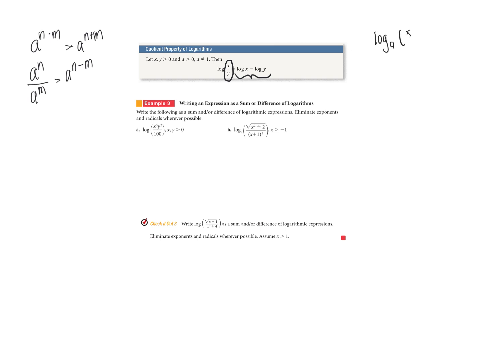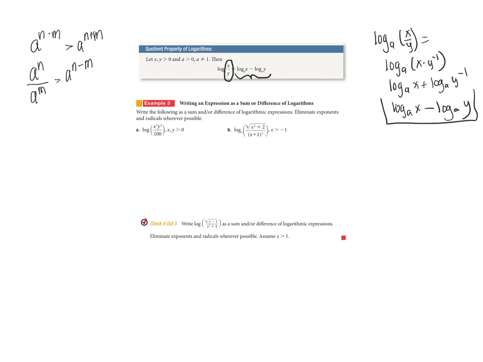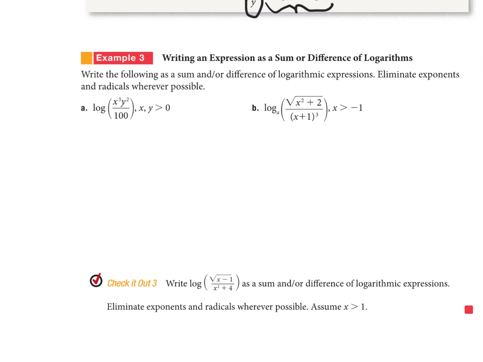We can use the rules that we already have to prove this. Log base a of x over y is the same thing as x times y to the negative 1, which is log base a of x plus log base a of y to the negative 1. We'll bring that exponent down. It becomes negative 1 in front, so minus, and voila. So we can use the same rules we have to prove this already. So let's take a look at how we can write this as sums or differences.